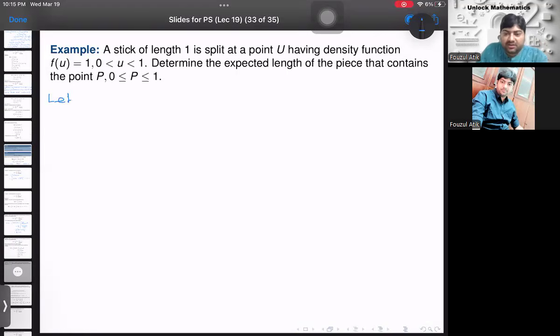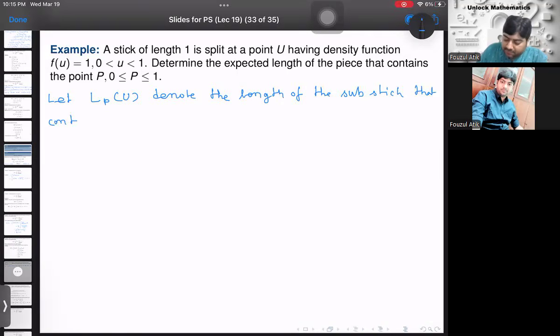Let's define a new function L_P(U) to denote the length of the substick that contains the point P. So we define a new function, which denotes the length of that substick which contains the point P.